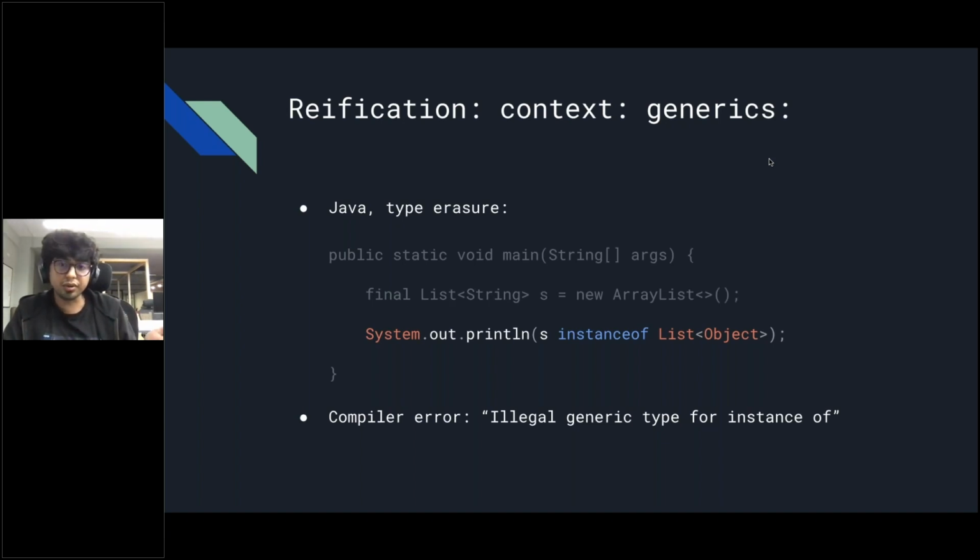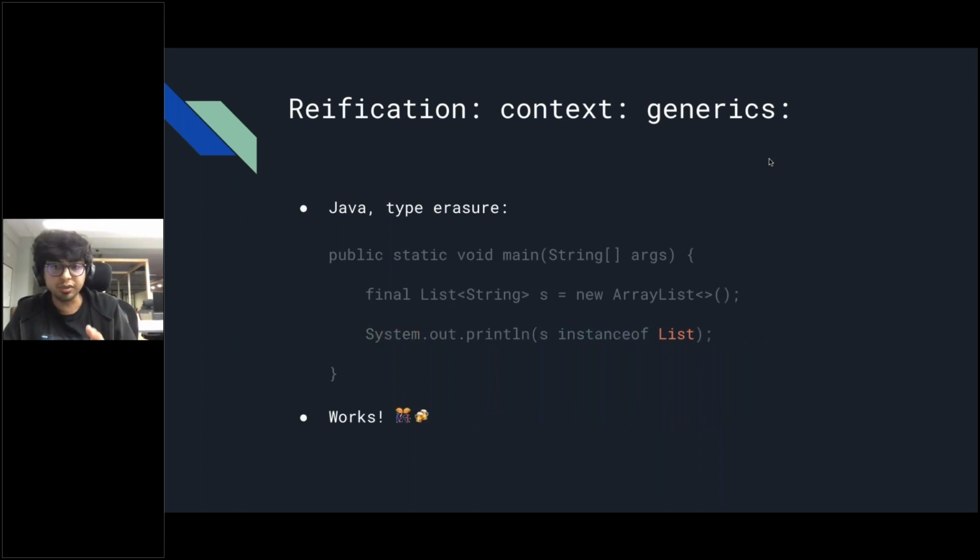So if you change the source code to just s instanceof list and remove the angle brackets of object or string, it actually works, because all the runtime cares about here is that this is a list, I'm going to take it, but it does not know what the contents inside that list are. The generics are erased when the compilation happens, or when the code is run actually.